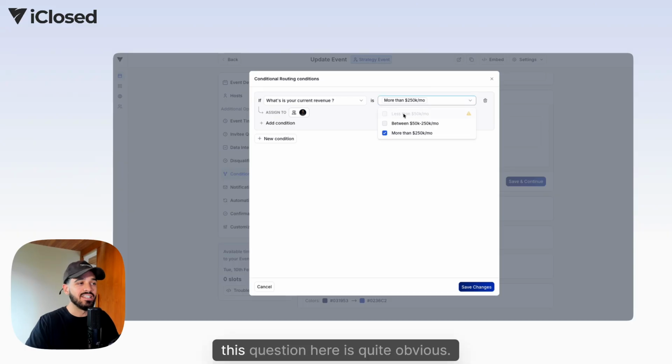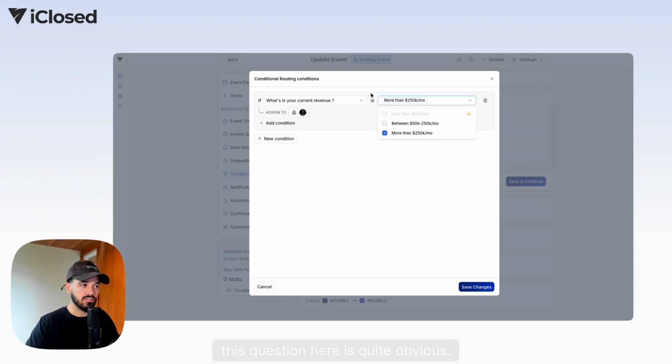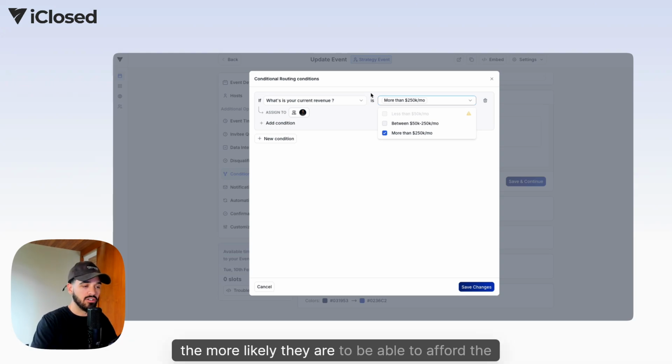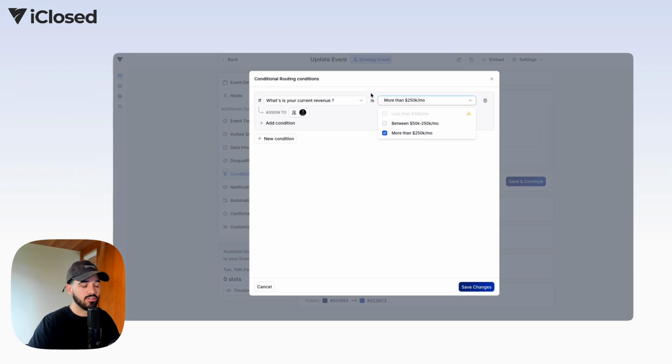Now, of course, this question here is quite obvious, right? What is your current monthly revenue? Of course, typically the higher they answer, the more likely they are to be able to afford the services, right?